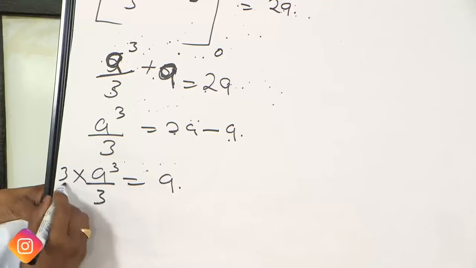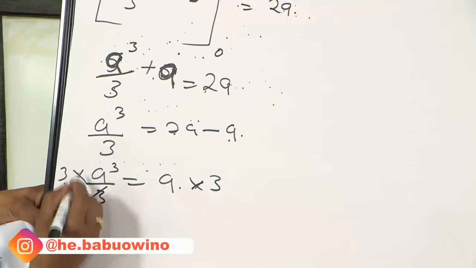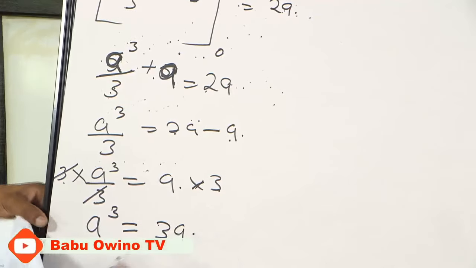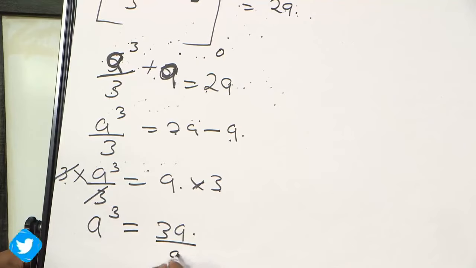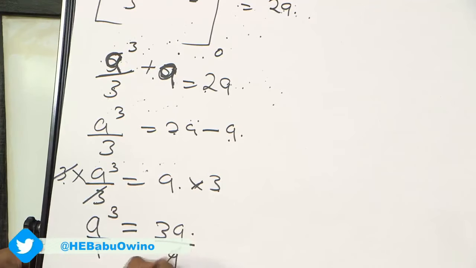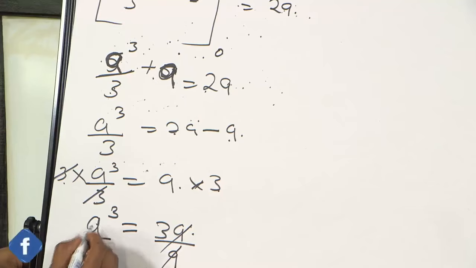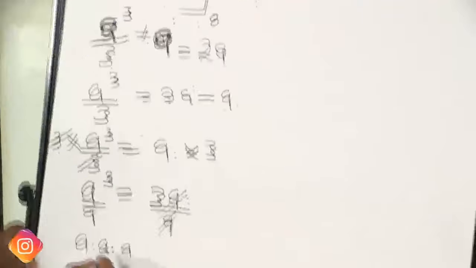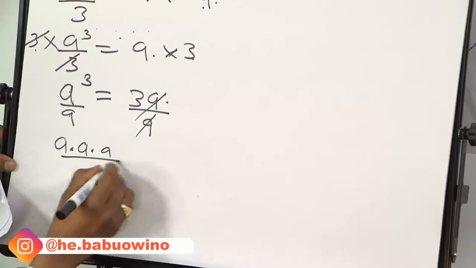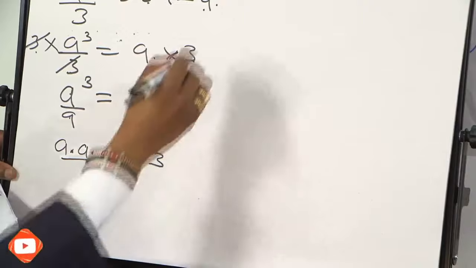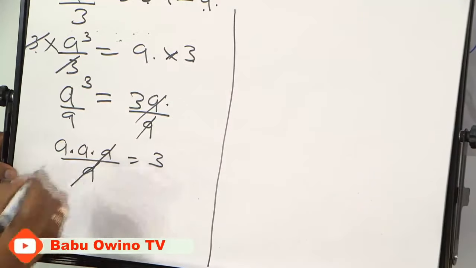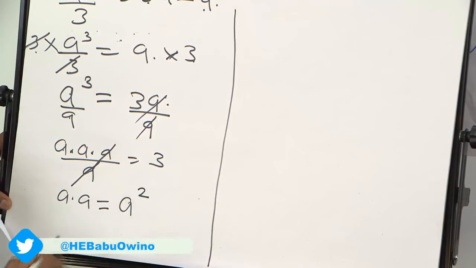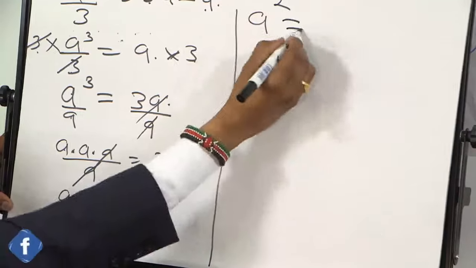Then cross multiply by 3, both sides. This 3 and 3 go. Then we have a raised to power 3 equals 3a. Then we can further simplify by dividing by a because a is common. So a and a go. Therefore, a raised to power 3 is like saying a times a times a, when I put a dot it means times, divided by a equals 3. So from here, a can cancel one a. Then you remain with a times a, which can be written as a squared. So a squared equals 3.